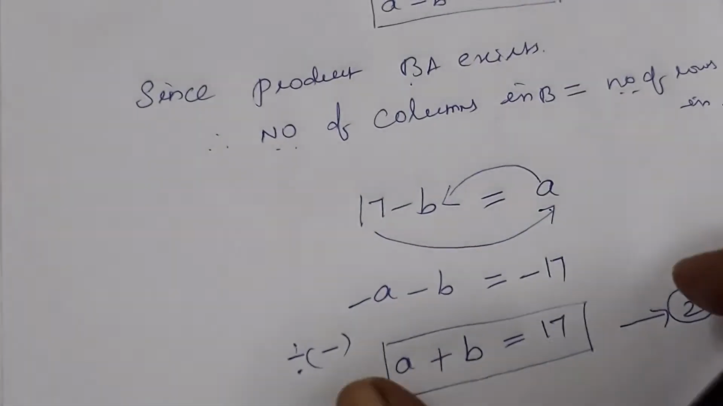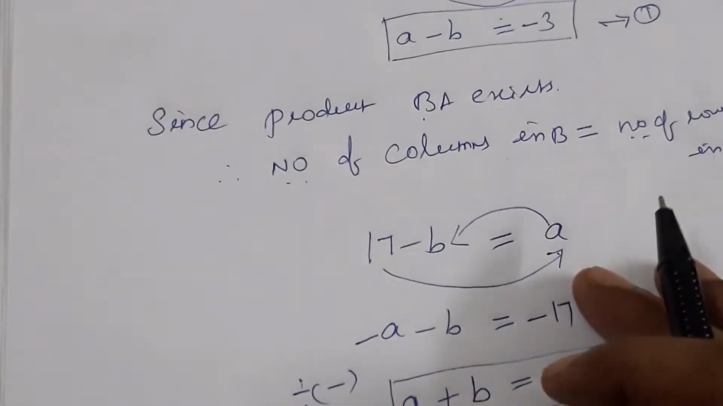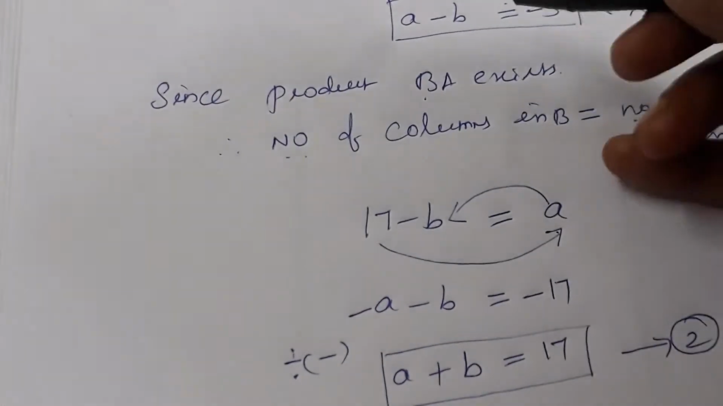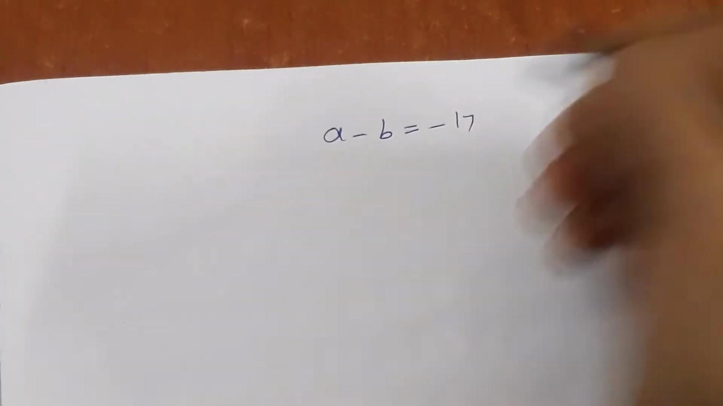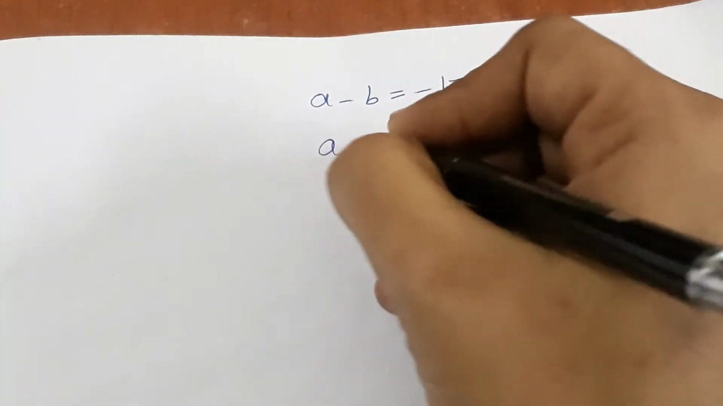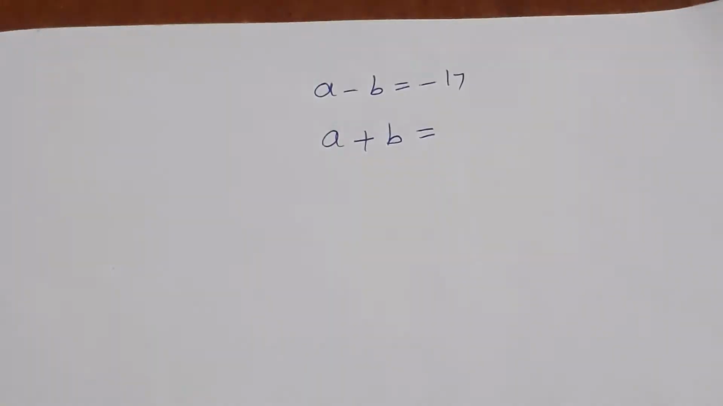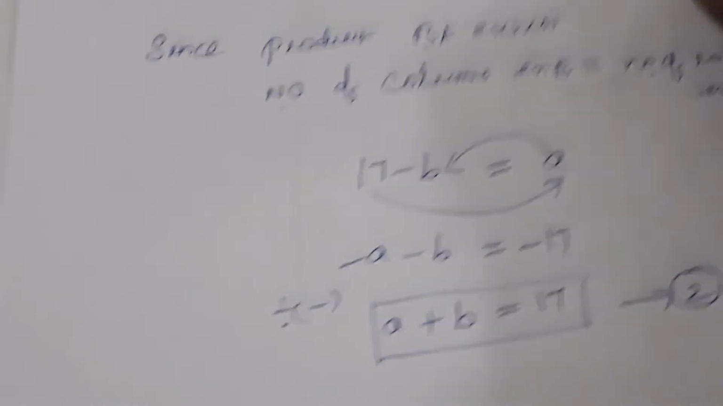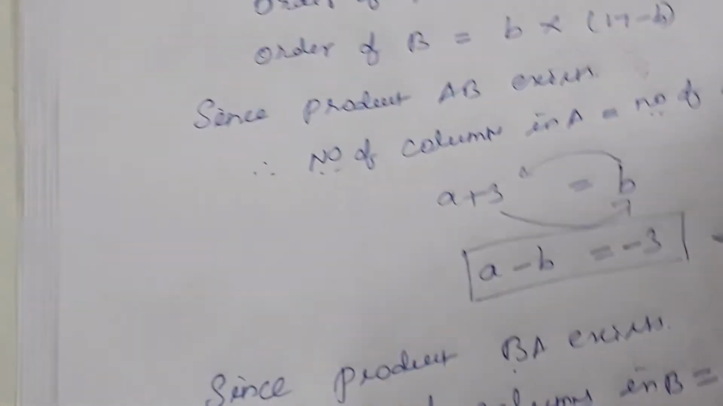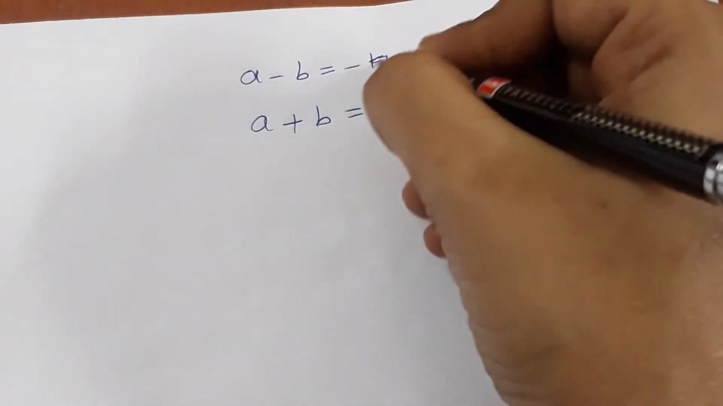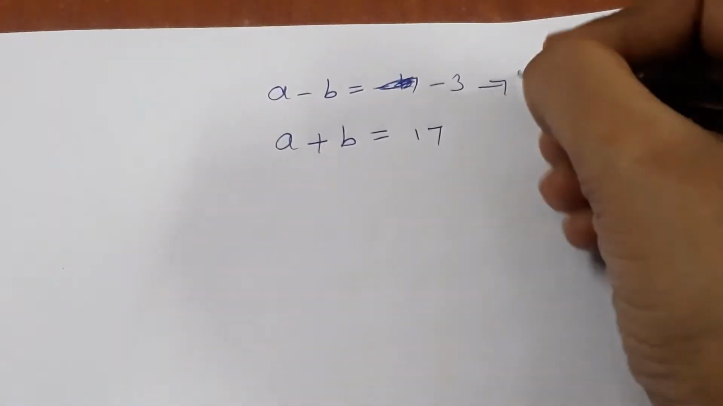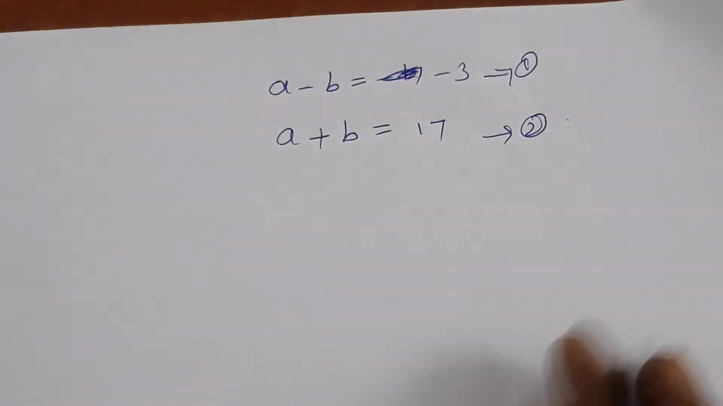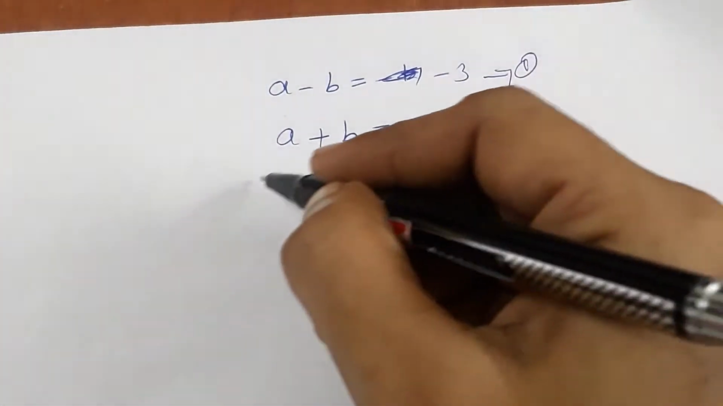Okay, now we are going to solve these two equations, then only we can get the values of a and b. Understood? So our first equation is a minus b equals minus 3. Our second equation is a plus b equals 17. Now we are going to solve these two equations.